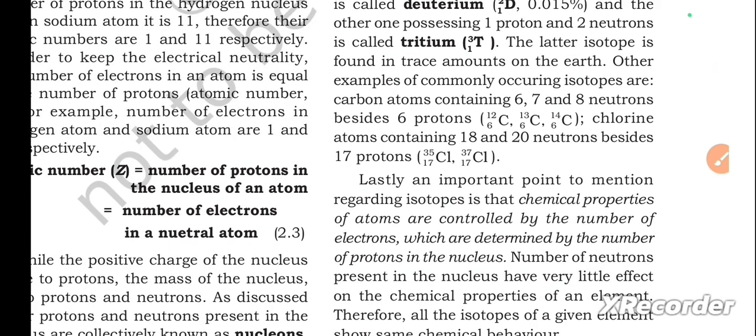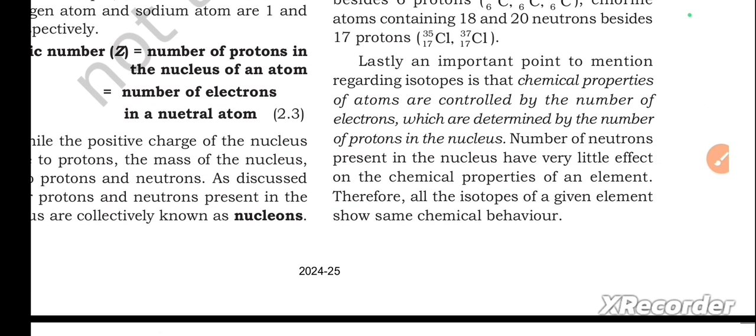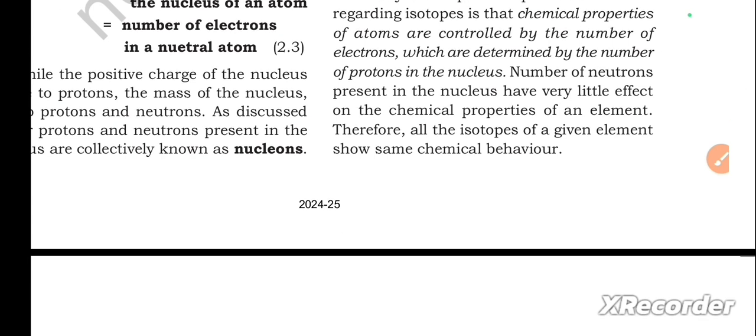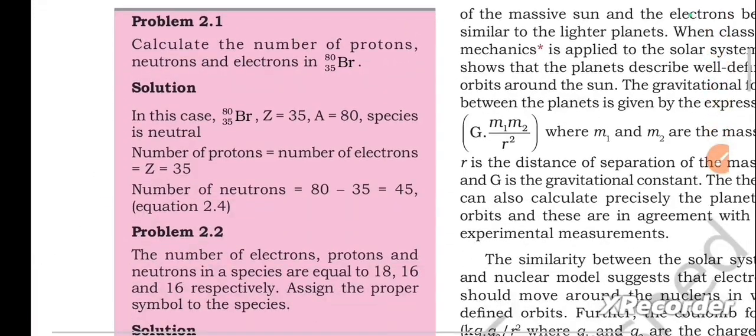Lastly, an important point to mention regarding isotopes is that the chemical properties of atoms are controlled by the number of electrons, which are determined by the number of protons in the nucleus. The number of neutrons present in the nucleus has very little effect on the chemical properties of an element. Therefore, all isotopes of a given element show the same chemical behavior.